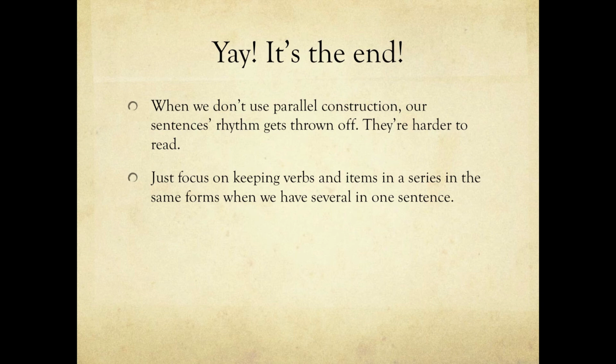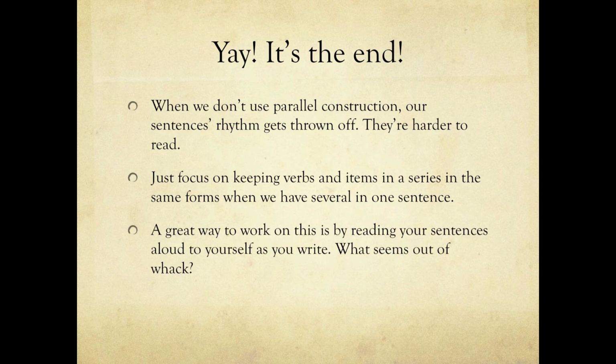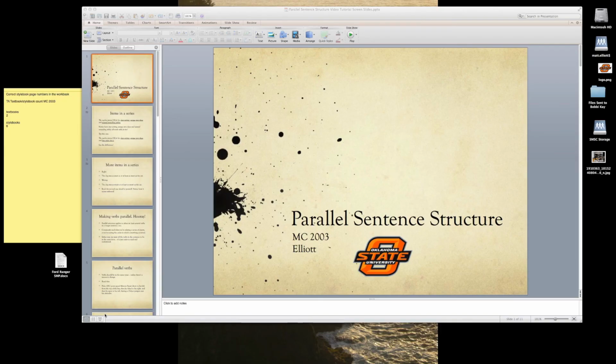So this is just a big thing that we can work on, and if we know what to look for, it's pretty simple to do. So just focus on keeping your verbs and items in a series in the same forms when we have several in one sentence. Okay, that's all it is. And just be sure we're reading these things out loud to ourselves. All right.